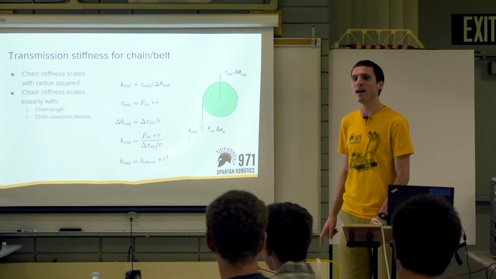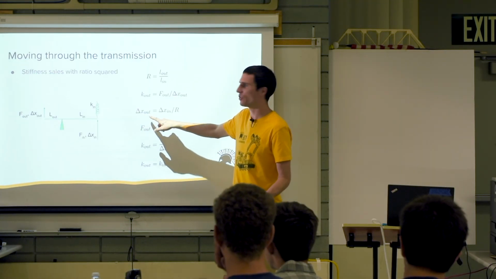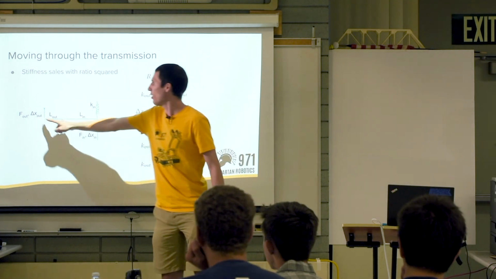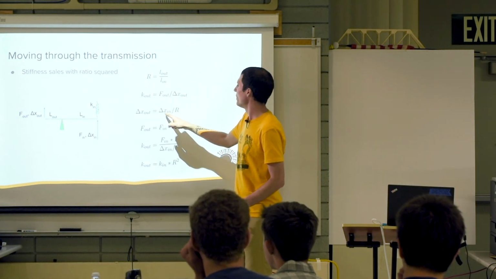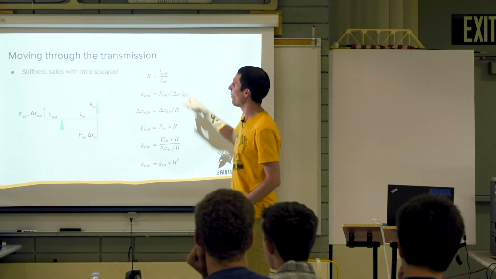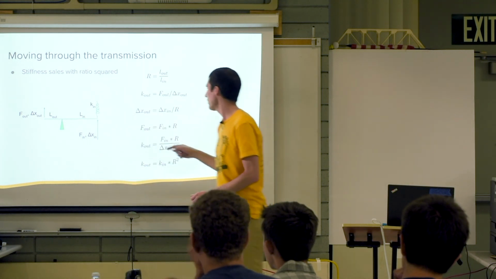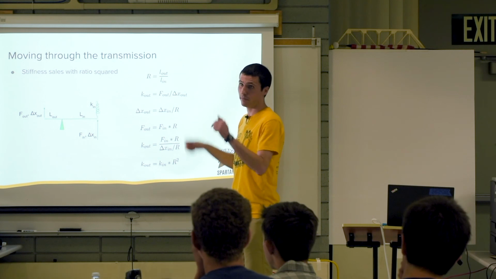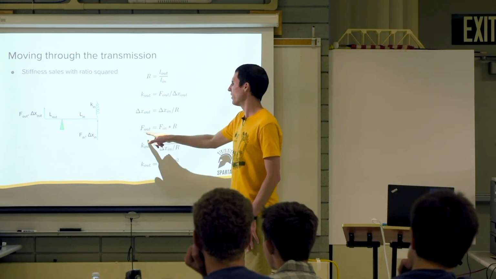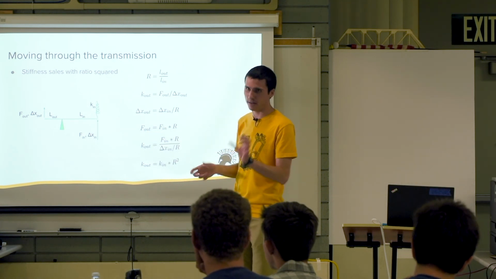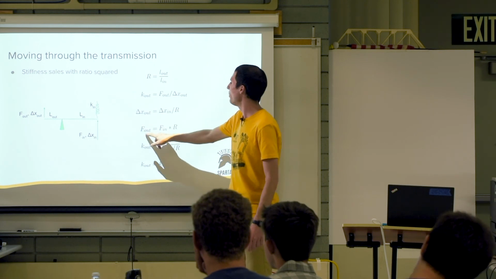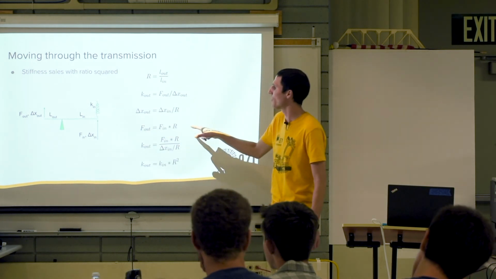4 times as stiff, right? That's just simple ratios of triangles. The displacement on the output is going to be equal to the displacement on the input divided by our ratio. And then the force, it's the same thing, a force balance ratio. I guess in physics you solve it through balancing the moments. The output force is going to be equal to the input force times the ratio.